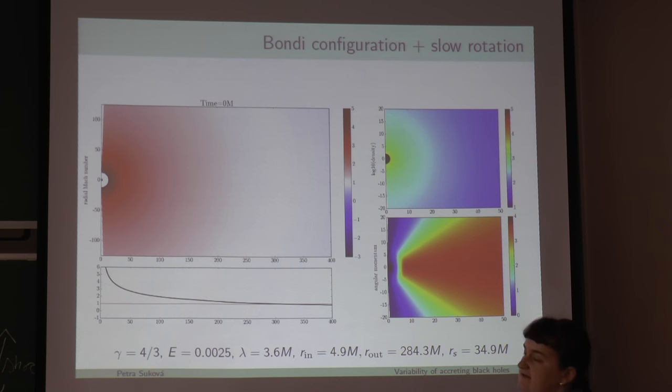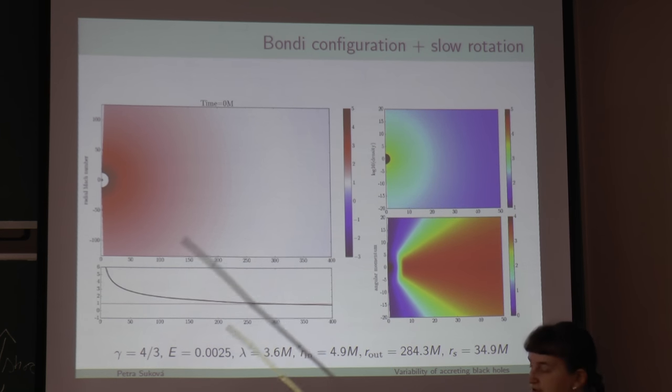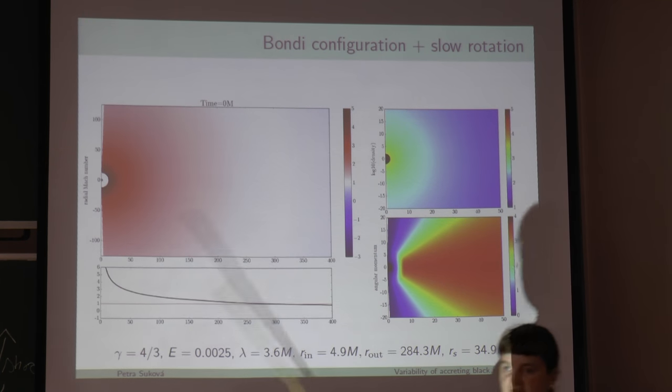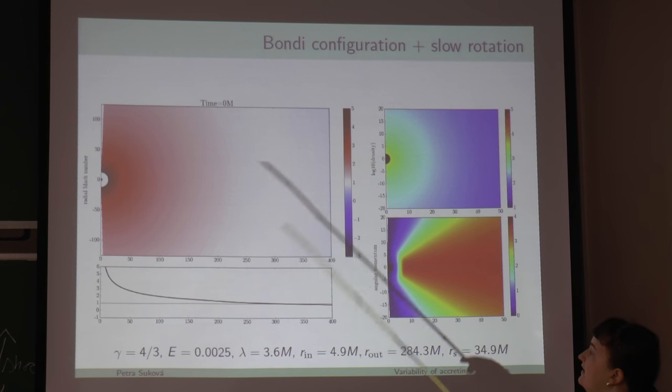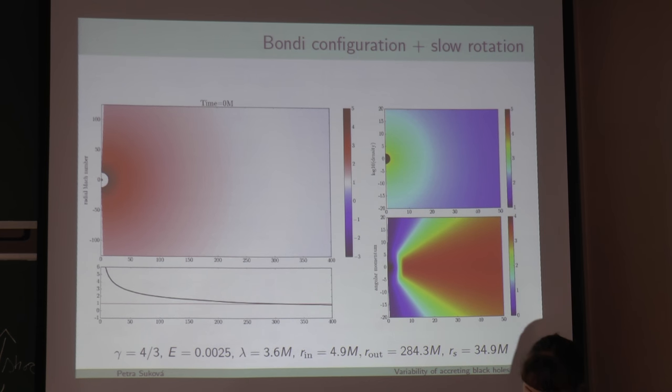Okay, and I will show you some results. The very first example is that you take the Bondi solution. The Bondi solution is the one with zero angular momentum, which can be computed analytically. So you set the Bondi initial conditions for density, pressure, velocity, and so on.